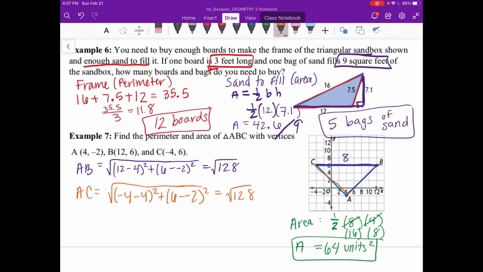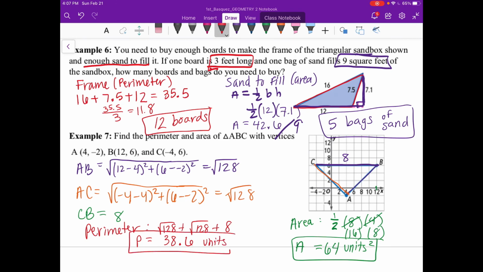So when I do this, my perimeter is going to be my original side. The CB I didn't do because thankfully that one's flat and it's just 8 units. So to get my perimeter, I need to add all of these up: square root of 128 plus square root of 128 plus 8. Putting that in my calculator and rounding appropriately, 38.6 units is my perimeter. So if you're doing this on your own, just be super careful with that distance formula. But that would answer both of my questions. And that is the end of this video, 10.1, finding the area of parallelograms and triangles.